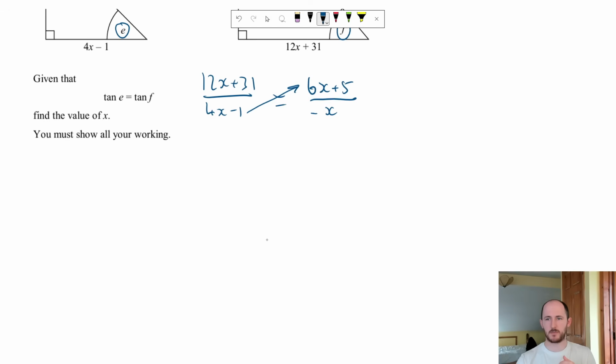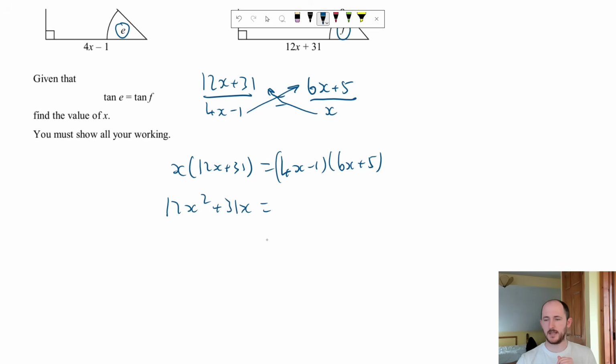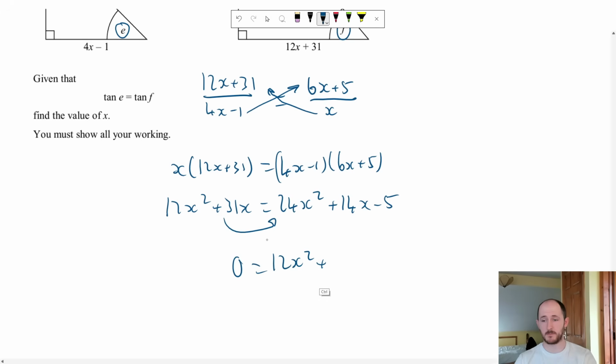So again, cross multiplying either way, you get 12x plus 31 equals, there's no real easy way to write this. Expand, simplify, do all that fun stuff. So we get 12x squared plus 31x equals 24x squared. And that would be 20x minus 6x, so that would be 14x, and then minus 5. I'm going to move everything over to the right hand side. So we get 0 equals 12x squared minus 17x minus 5.